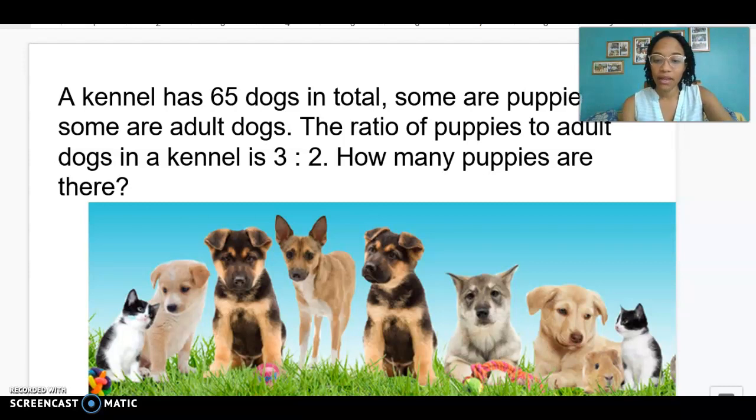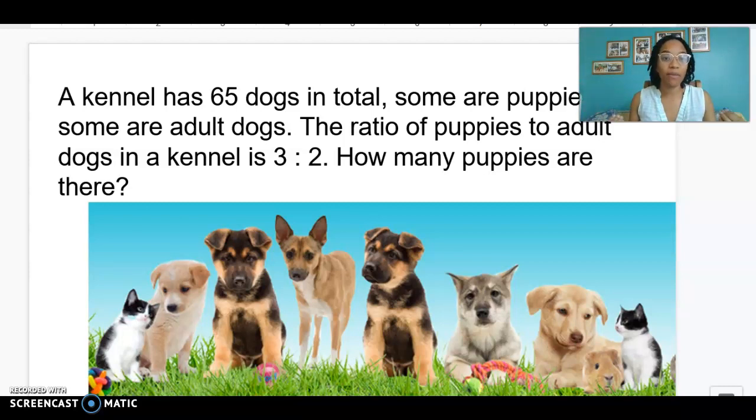A kennel has 65 dogs in total. Some are puppies and some are adult dogs. I want to pause right here. I want you to see how they gave us the whole amount, 65 dogs, and separated parts. There's some puppies and some adult dogs. We know that the ratio of puppies to adult dogs in a kennel is 3 puppies for every 2 adult dogs. How many puppies are there?